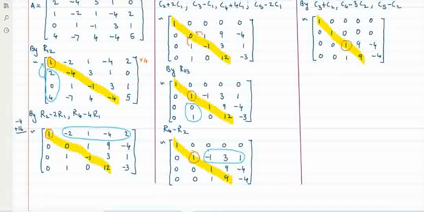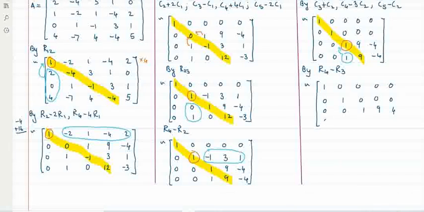After getting the elements below A11, below A22 and right of A22, come to A33. Now the same process. Reduce the elements below A33 to 0 by using the third row. What is the transformation? R4 minus R3. Change for the fourth row only. First three rows no change: 1, 0, 0, 0, 0, 0, 1, 0, 0, 0, 0, 0, 1, 9, 4. Now you can observe both rows are identically the same, so you will get that row as identically 0.